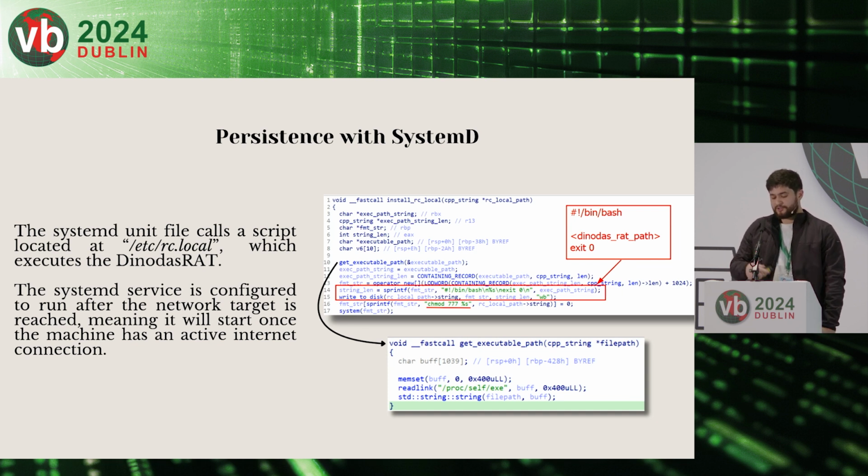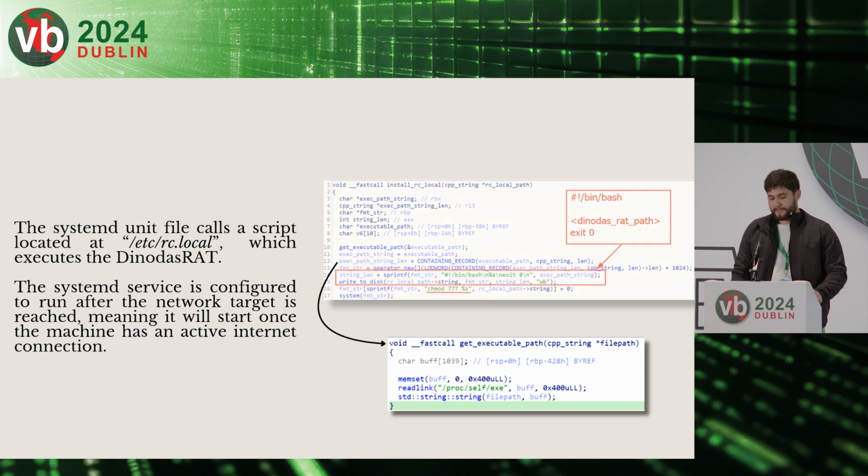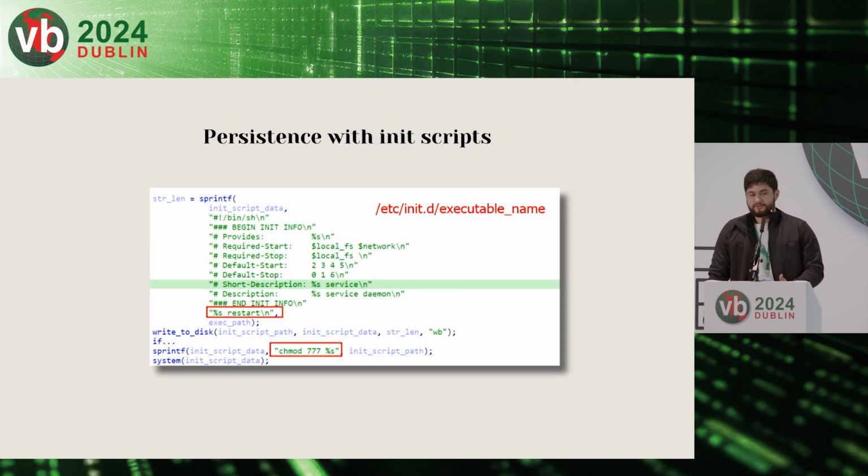He gets the executable path by reading a symbolic link that is placed in the directory /proc/self/exe, which basically points to where the file is in the file system. So that way, every time the computer turns on, it will execute them. But if the system is not using systemd, if not Ubuntu, it will use an init script.